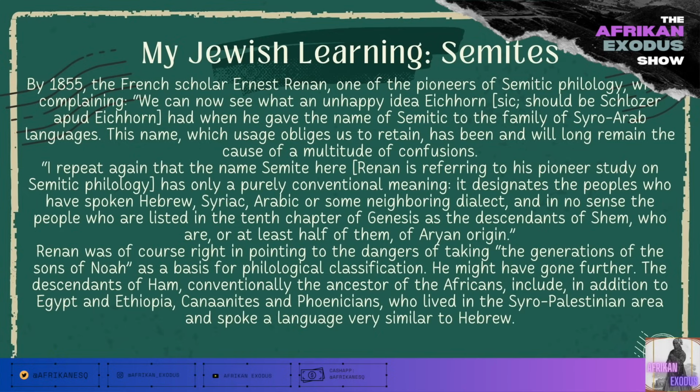Renan was, of course, right in pointing to the dangers of taking the generations of the sons of Noah as a basis for philological classification. He might have gone further. The descendants of Ham, conventionally the ancestor of Africans, include, in addition to Egypt and Ethiopia, Canaanites and Phoenicians, who lived in the Syro-Palestinian area and spoke a language very similar to Hebrew.